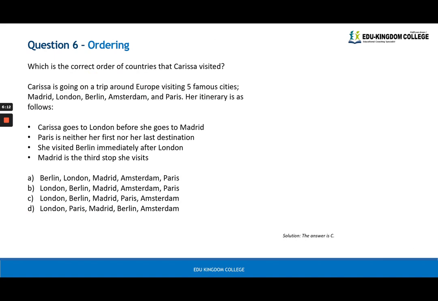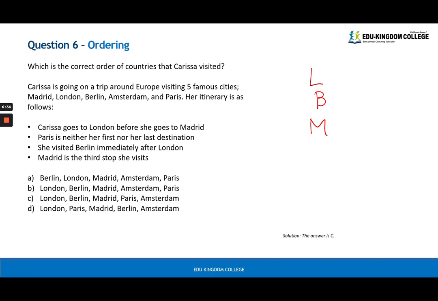Question 6, we have an ordering question. We have 5 famous cities, and let's look at the itinerary. Carissa goes to London before Madrid, so London comes before Madrid. Paris is not her first nor her last destination. Okay, we'll leave that for now. She has visited Berlin immediately after London. So Berlin comes after London.